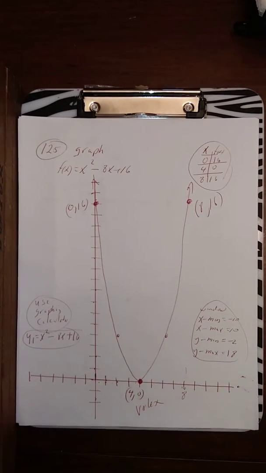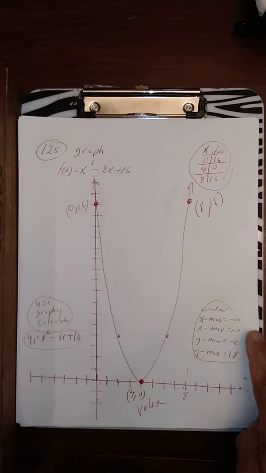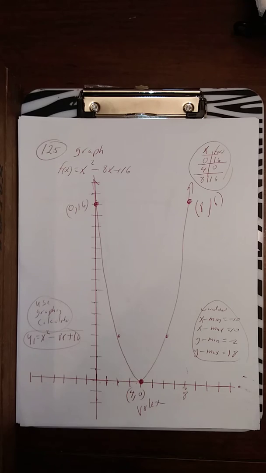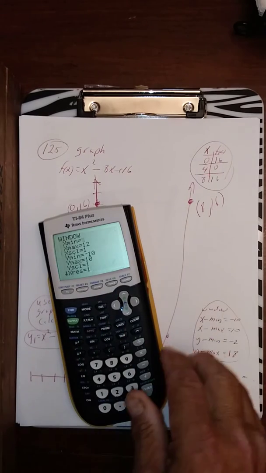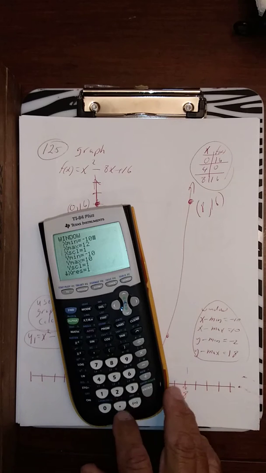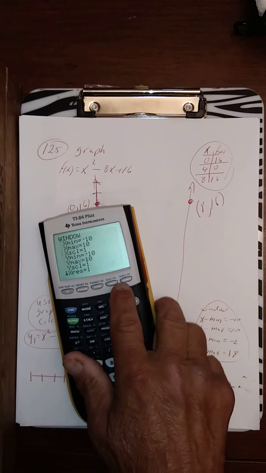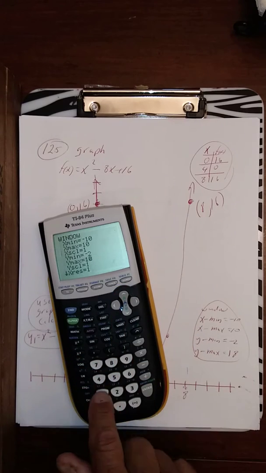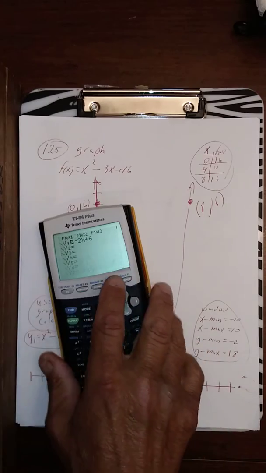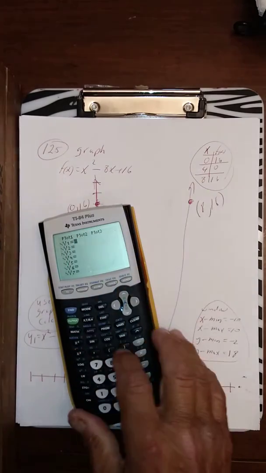We have a graph. f(x) is x squared minus 8x plus 16. Put it in your graphing calculator, run it. And the window, let's clear it. Negative 10. So let's put these numbers in here. Negative 10 and 10, and negative 2 and 18. And the function is that one.